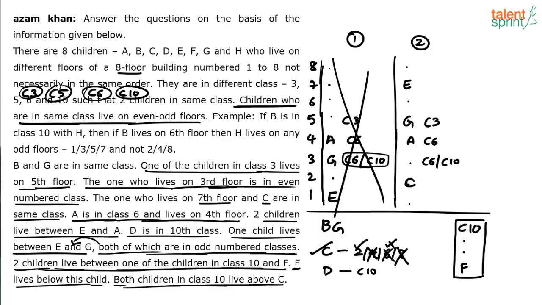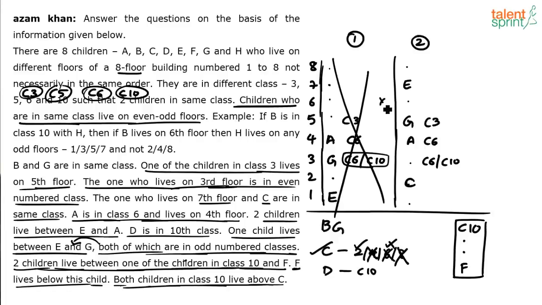Now try to fix this one. Before we do the second reading, let's fix this: F dash dash C10. Where will F come? Can F come on 1st floor? If F comes on 1st floor, dash dash C10 not possible, because this is C6. Can F come on 3rd floor? Dash dash C10 possible. Can F come on 6th floor? No, because dash dash C10 goes out of the arrangement. Can F come on 8th floor? No, again out of the arrangement.